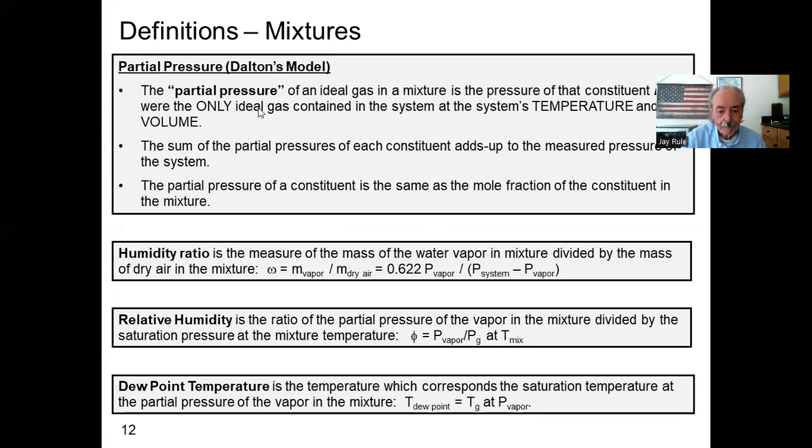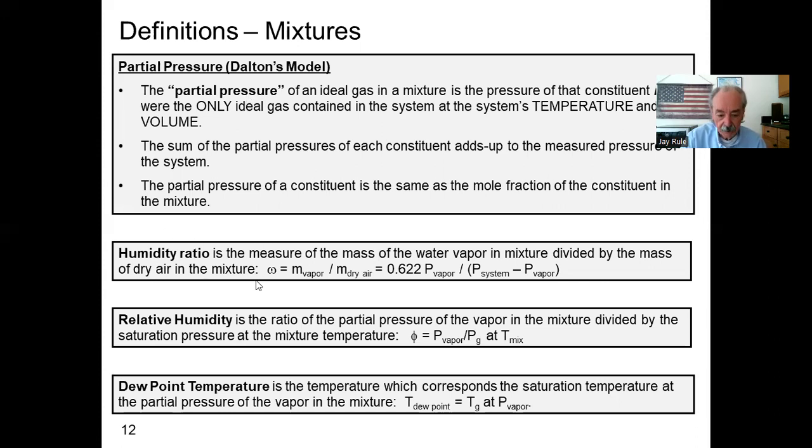Partial pressure of an ideal gas mixture. Okay, partial pressure, that came from Dalton's model. So remember that the partial pressure is the mole fraction times the measured pressure of the system. Mole fraction times measured pressure of the system is the partial pressure of each constituent.